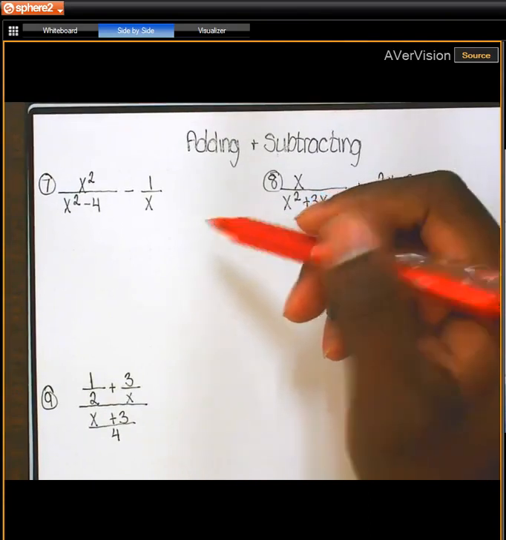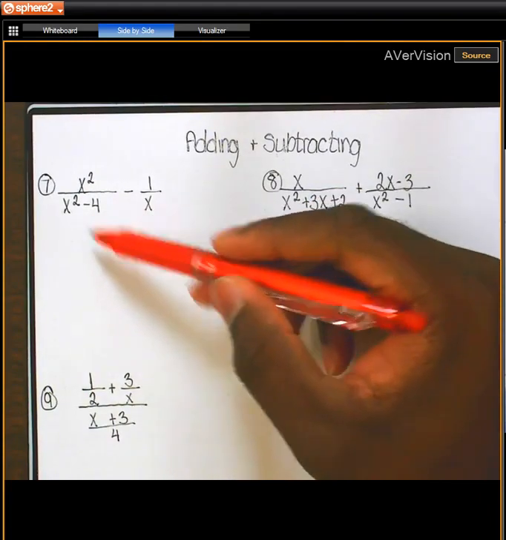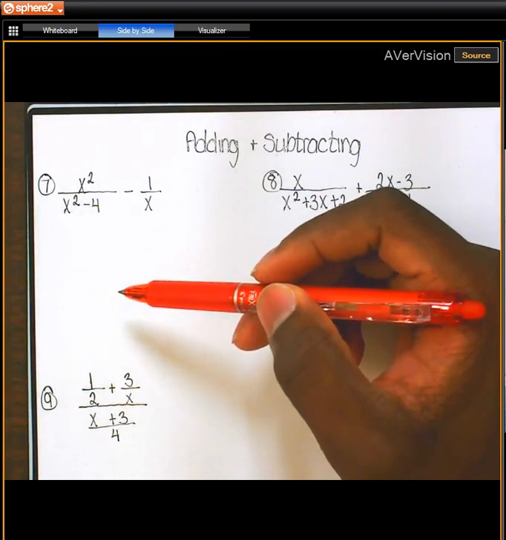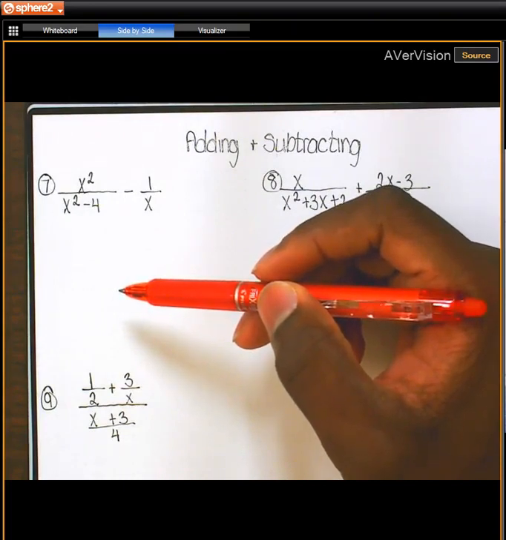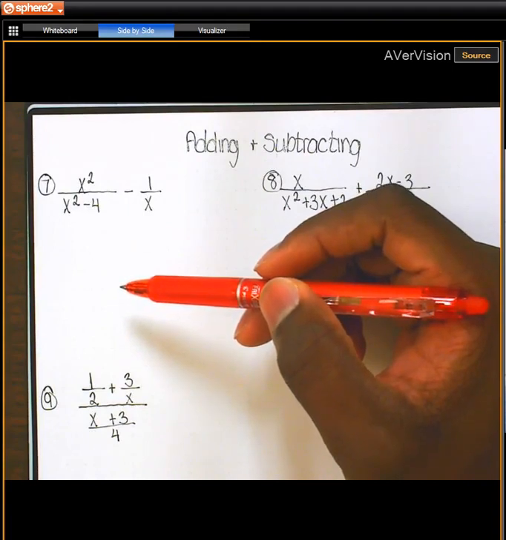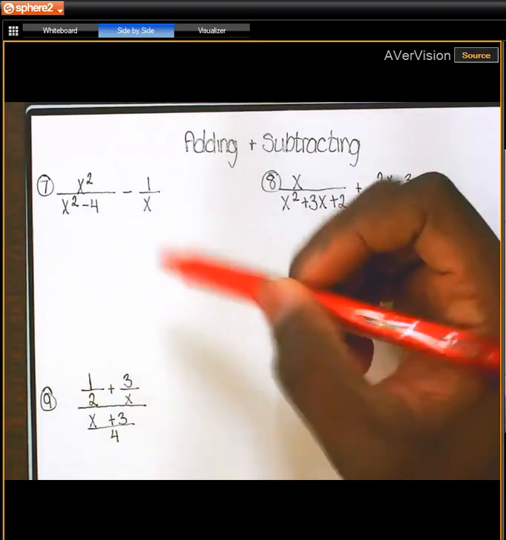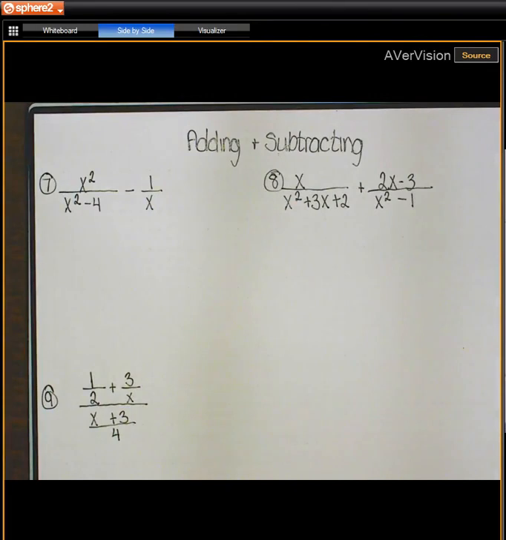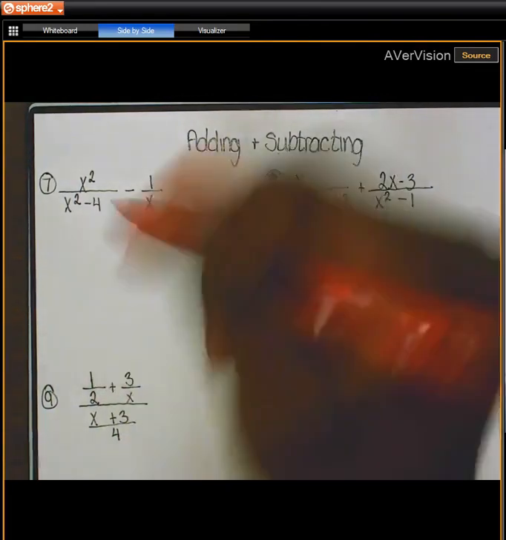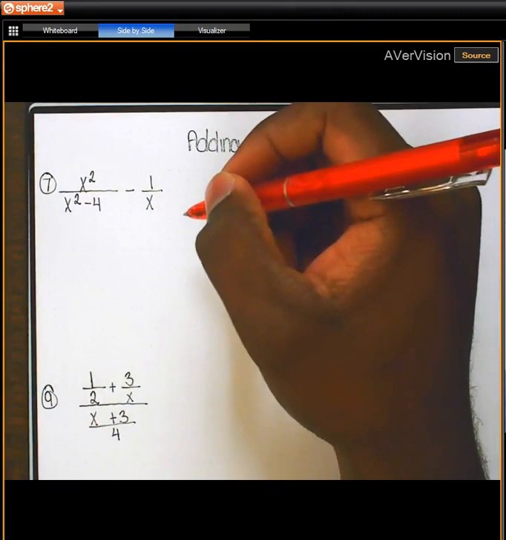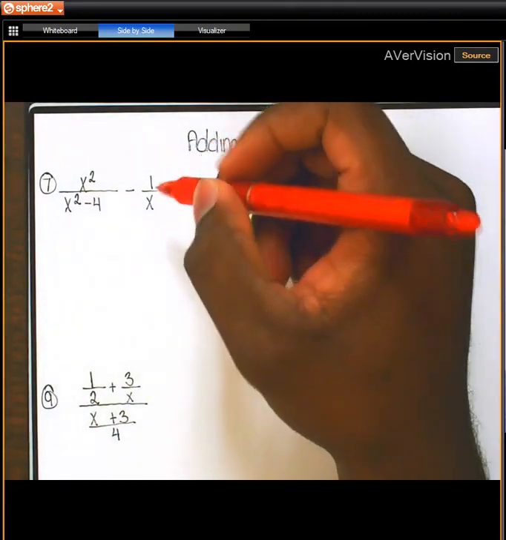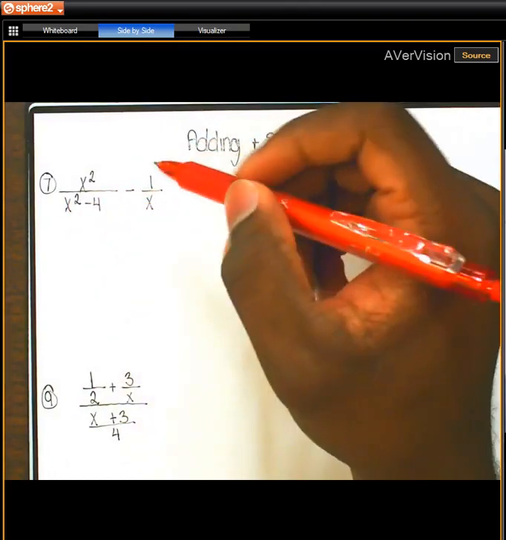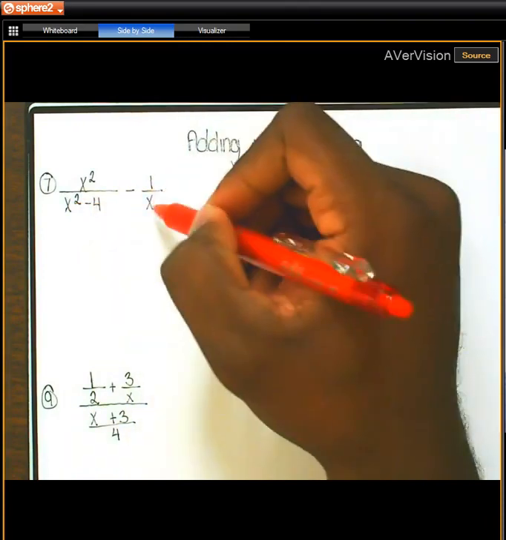is there anything we can multiply to x to get x squared minus 4? The answer is no. We can't multiply anything to x to get x squared minus 4. And there's nothing we can multiply to x squared minus 4 to get x.